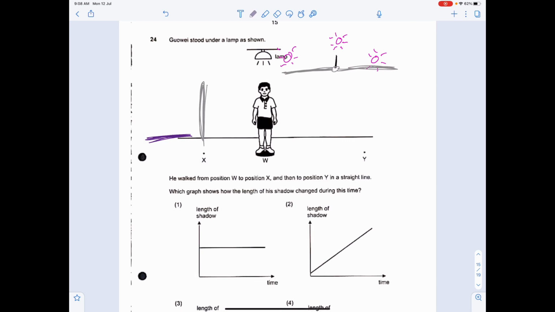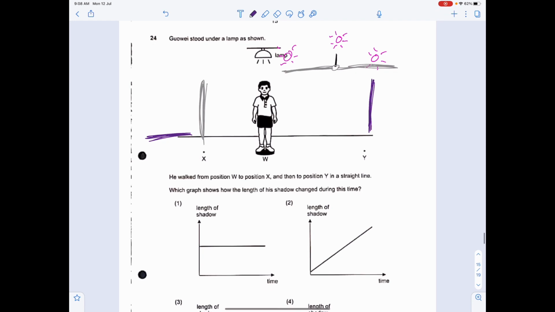Can you see if I were to draw him here? Okay, the position of the light source is here. So his shadow should be very long. Sorry, I got no more space to draw already, but it's supposed to be longer. And why is it increasing in length? It's because the distance from W to Y is longer than from W to X.